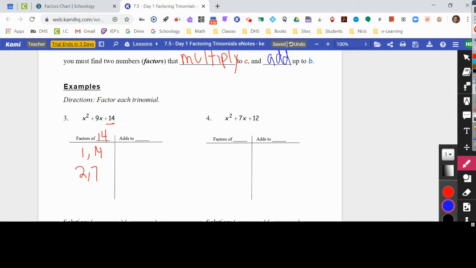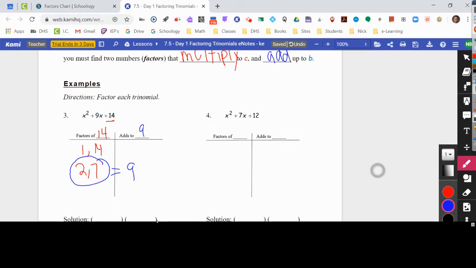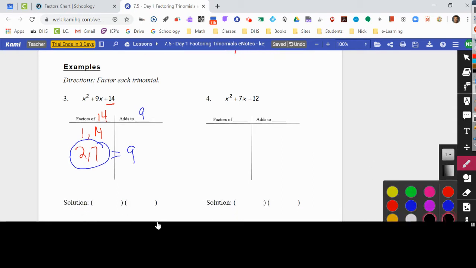Out of those 2 pairs of numbers, I need to find which one of these pairs adds up to 9. Well, 1 plus 14 doesn't add to 9, but 2 plus 7 gives me my 9. So I found the factor pair that I need. Now to factor this, to break this down into pieces that multiply, a trinomial will always factor this way. So my solution is going to look like this with 2 sets of parentheses.